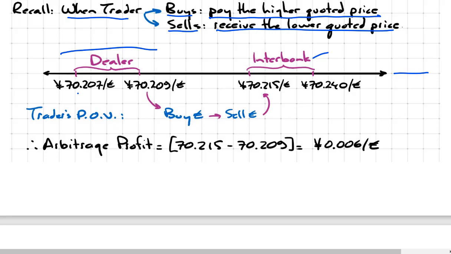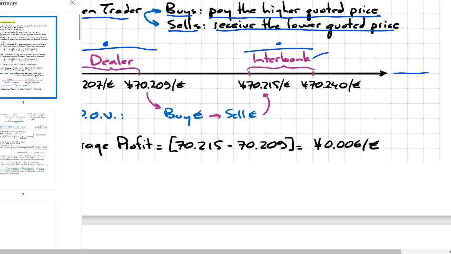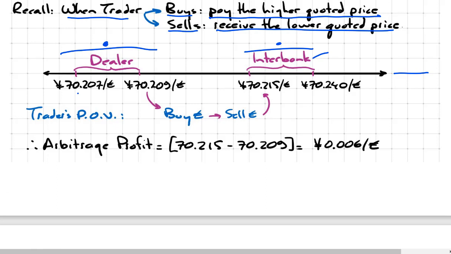If these are the two markets, remember what I told you? Here's your two markets. Here's the first market represented by the dealer, and here's the second market. So you want to buy from the low value market. So the low value market is here, the dealer. And the higher value market is the interbank.